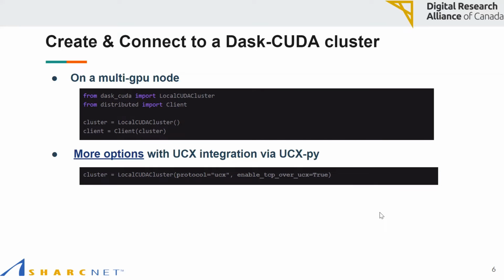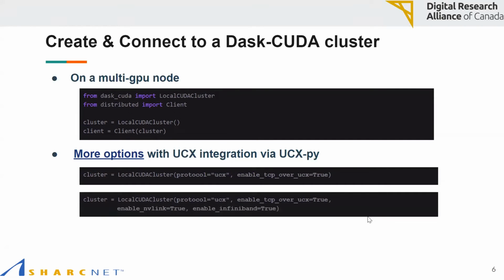Depending on the network topology on a GPU node, here is another example to turn on all the other options for using NVLink and InfiniBand. The transports here are not mutually exclusive, so you can use all of them together as long as you are sure that the relevant GPUs are connected with NVLink or InfiniBand adapters.